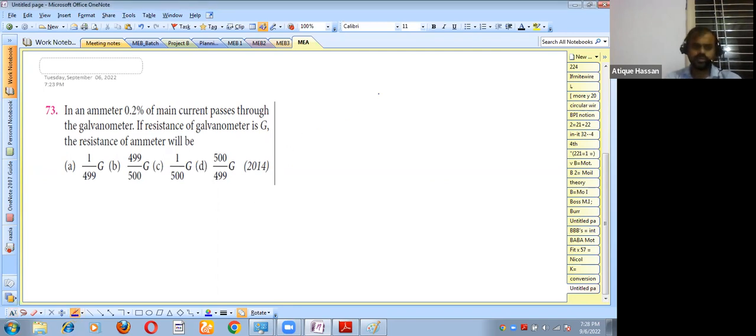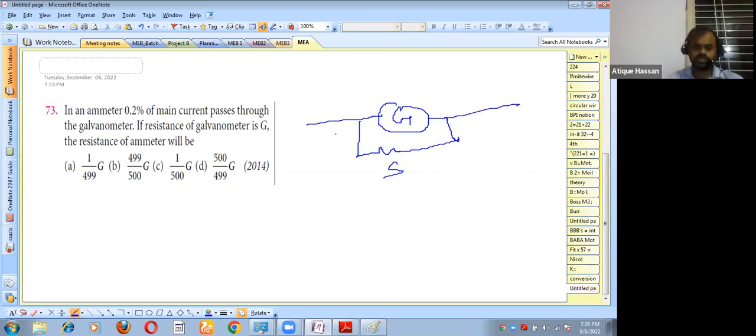This is in an ammeter. So actually, a galvanometer is converted into an ammeter. So what we do? We do shunting like this. So this is S, and suppose total current is I. So in an ammeter, 0.2% of the main current passes through the galvanometer. So here what passes is 0.002 I, right?